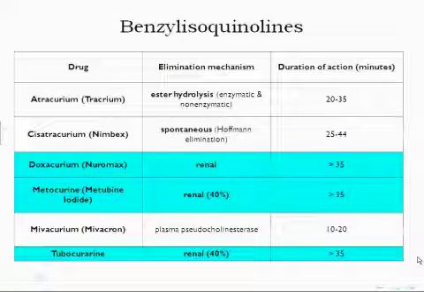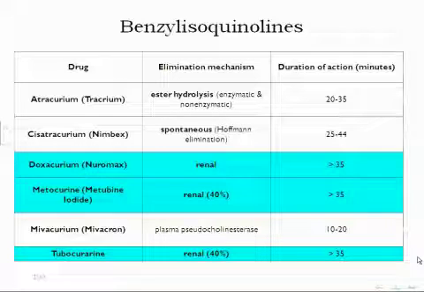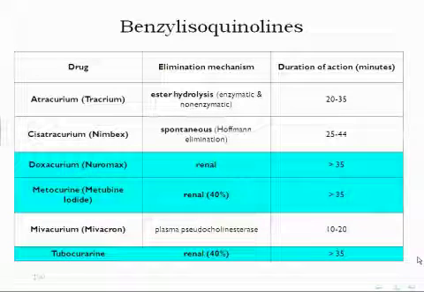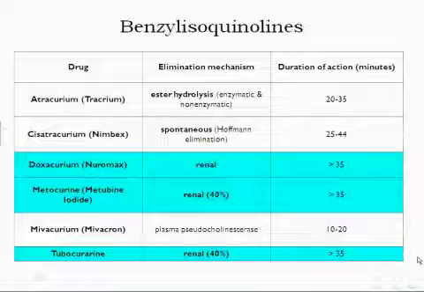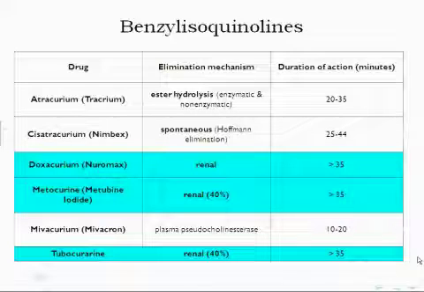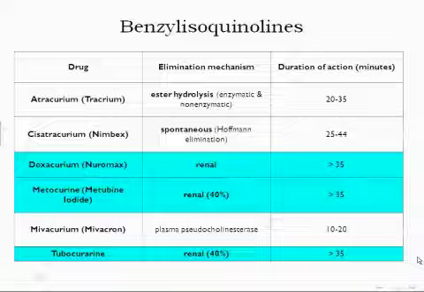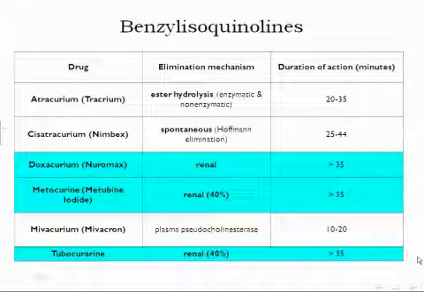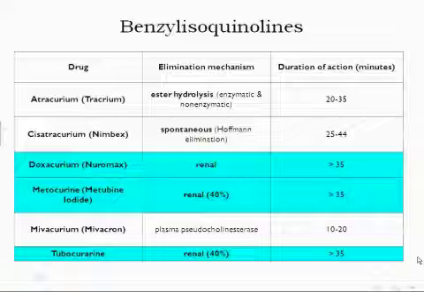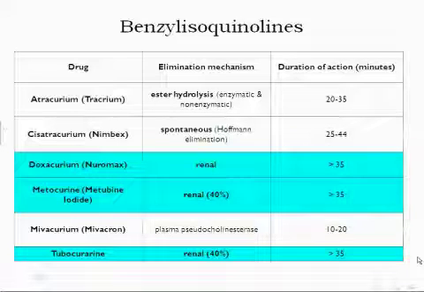Then you have the long-acting agents such as doxacurium and tubocurarine, and you have mivacurium, which is a short-acting agent. What's interesting about benzoisoquinolones is they have different elimination mechanisms than other drugs that we've talked about so far. Atracurium breaks down by Hofmann elimination, as does cisatracurium.